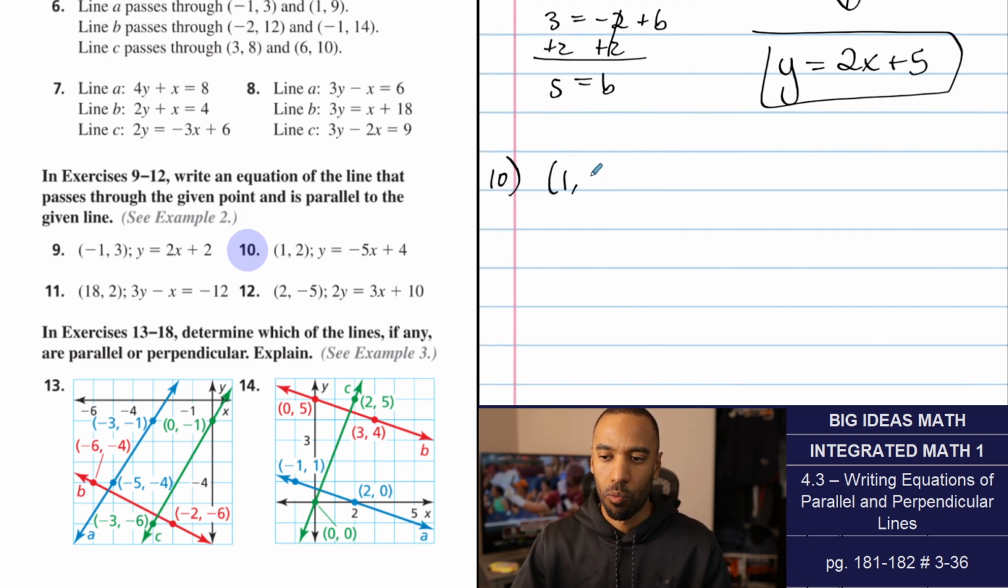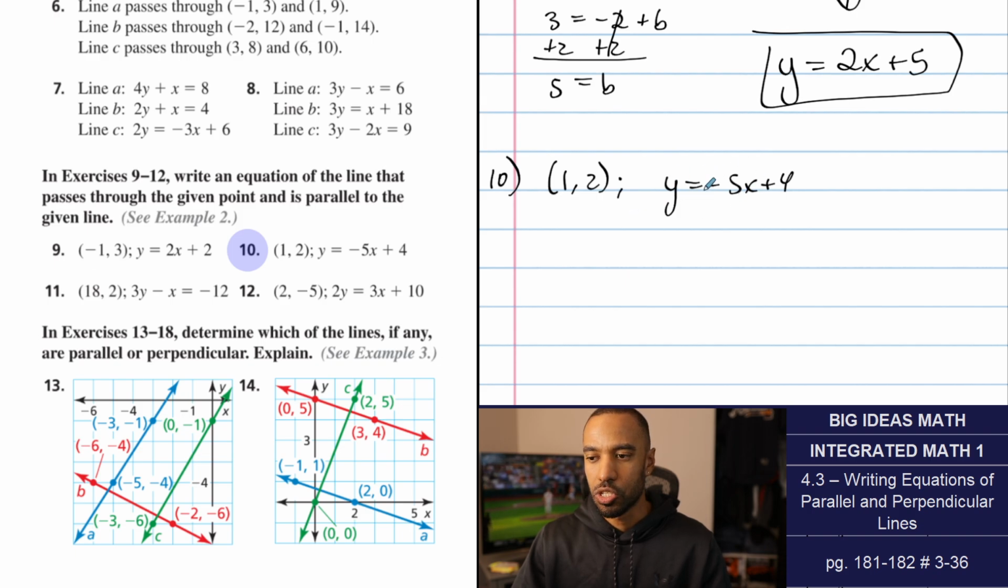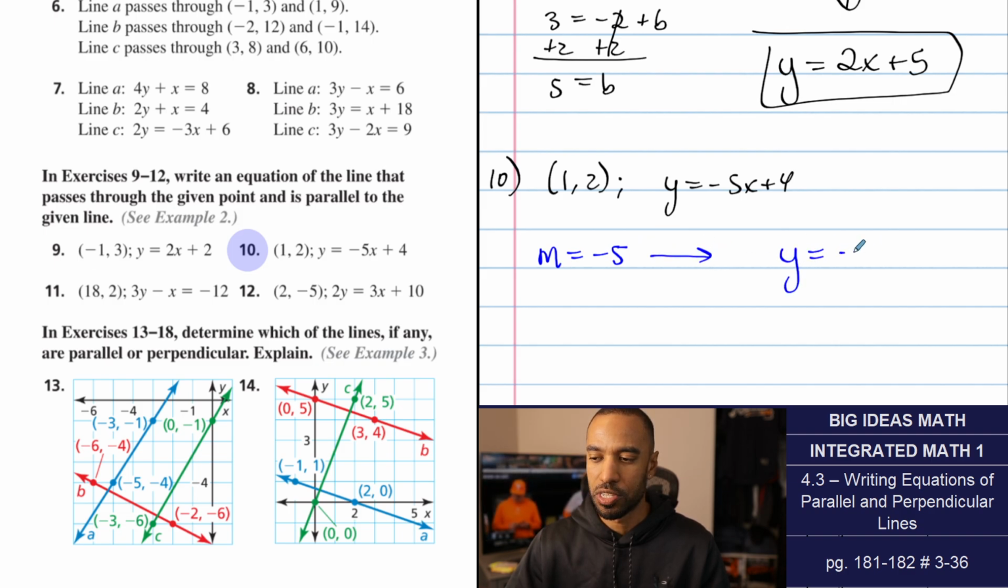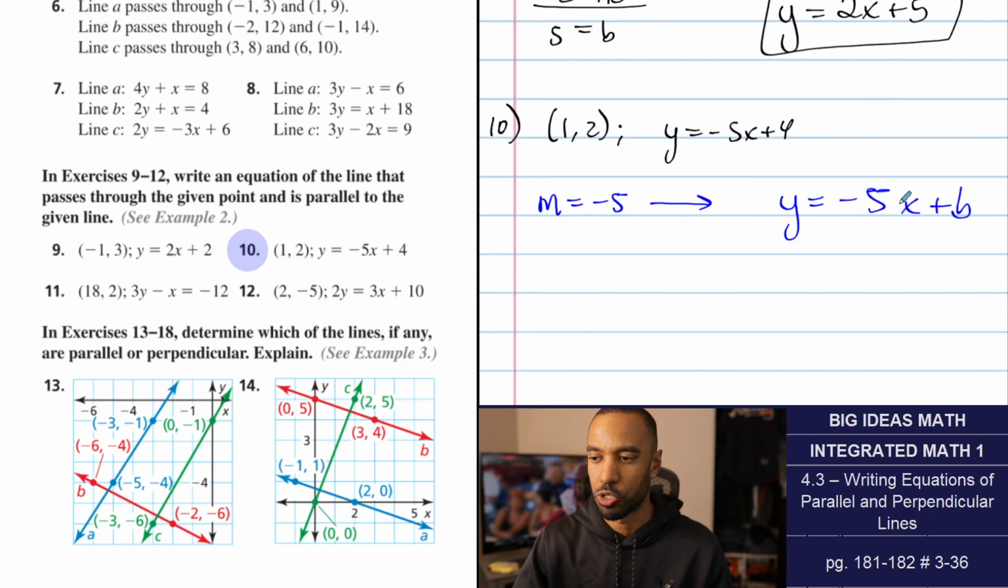Number 10, we have (1, 2) and y equals -5x plus 4. Now, this is already in slope-intercept form, as stated before. This has a slope of -5. Our equation needs to have a slope of -5. It should say y equals -5x. And what is that b value that we need? Well, we'll figure it out shortly.